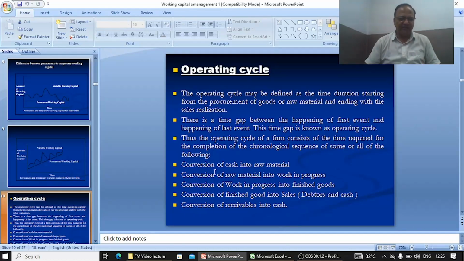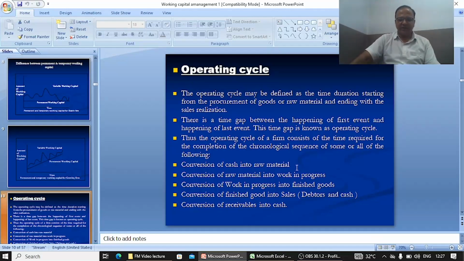Number one, conversion of cash into raw material. Number two, conversion of raw material into work in progress. Number three, conversion of work in process into finished goods. Number four, conversion of finished goods into sales. Number five, conversion of receivables into cash. So we have to sum up all these 5 points. Then the total duration covered in these different stages will be termed as operating cycle.